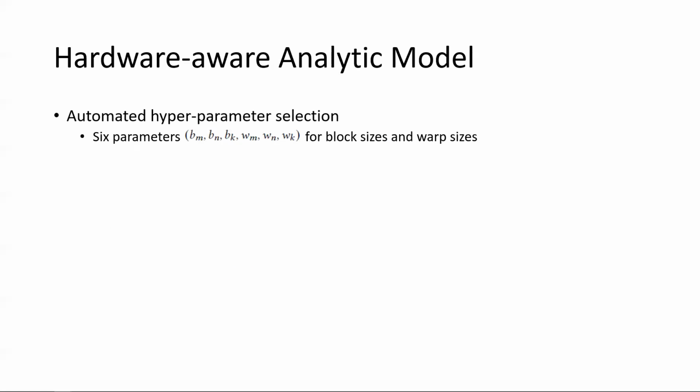Okay, so the third part of our work is a hardware-aware analytic model. We want some automated hyperparameter selection. Actually, there are 6 parameters in total in our workload. The first set is the BM, BN, BK. They are the block tiling sets. Also, we have the WM, WN, and WP for the warp level tiling sets. All these parameters are very important for the number of memory accesses and the latency hiding.